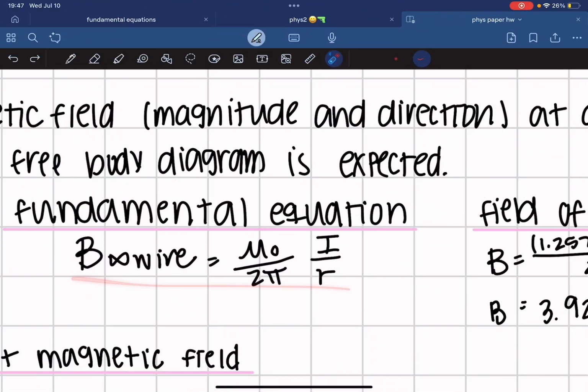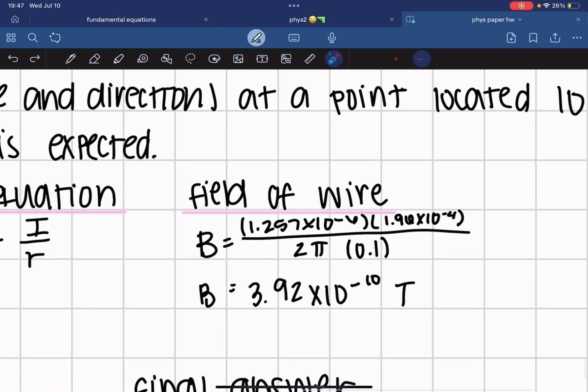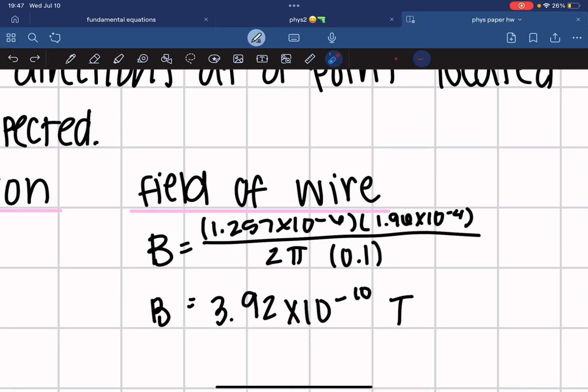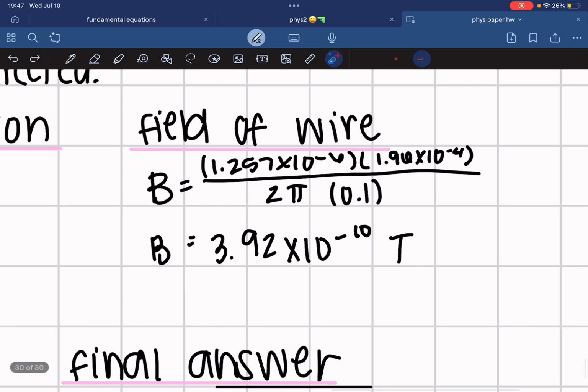Our fundamental equation is going to be the magnetic field of an infinite wire is equal to mu naught over 2 pi times current over radius. We plug all our numbers in, we solve for current in the previous step, and everything else is given, and we get to the magnetic field of the wire is equal to 3.92 times 10 to the negative 10th teslas.